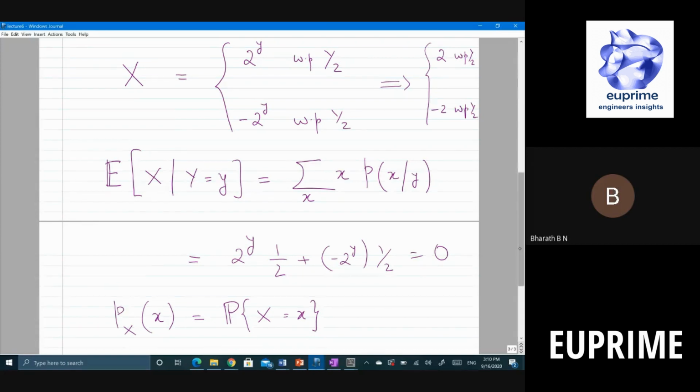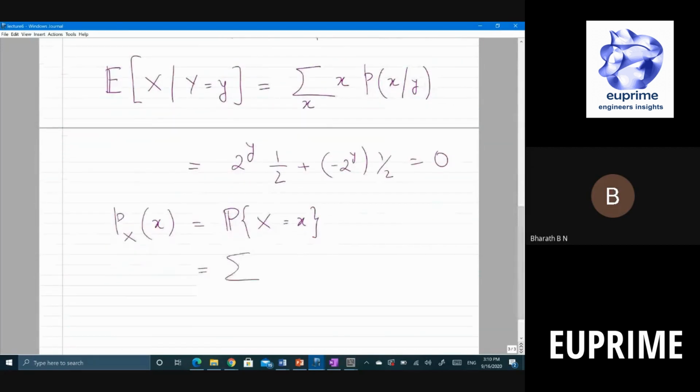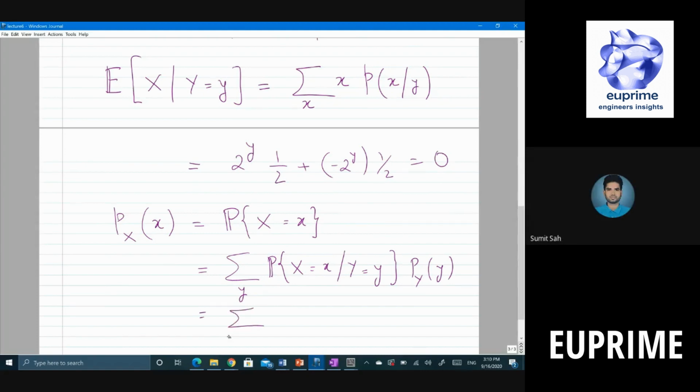How do you compute this? Okay, so in the interest of time, let's look at this. I can write this as probability of X equal to x given Y equal to y, into probability of Y, right? Now, this is summed over all y. What are the possible values that Y can take? Integer values. Y equal to 1 to infinity, right? Probability of X equal to x given Y equal to y.